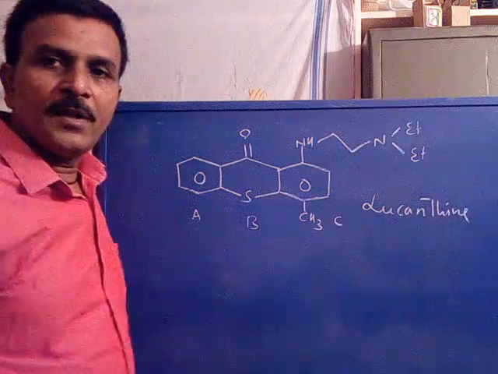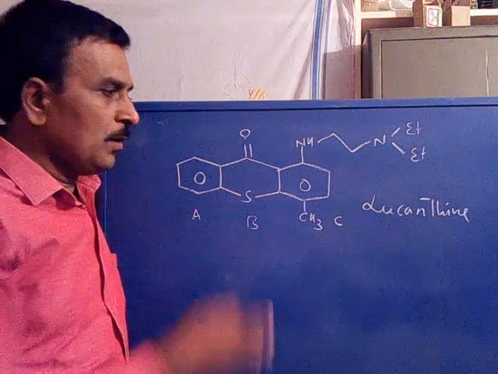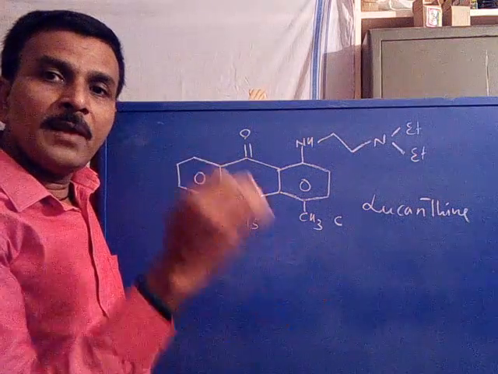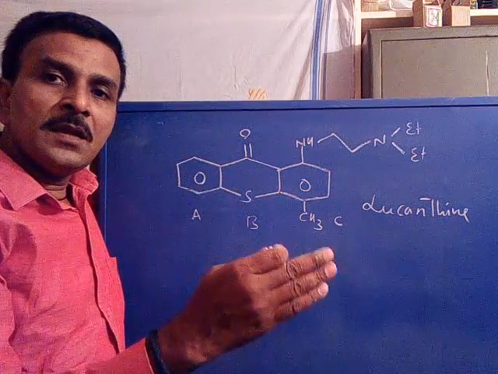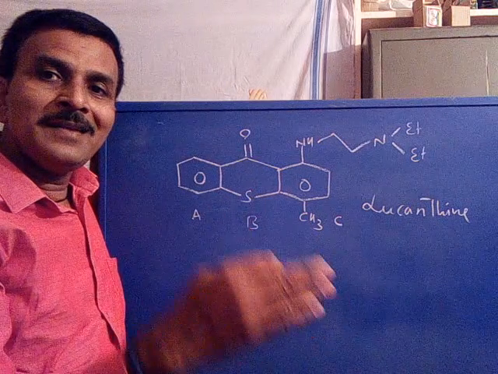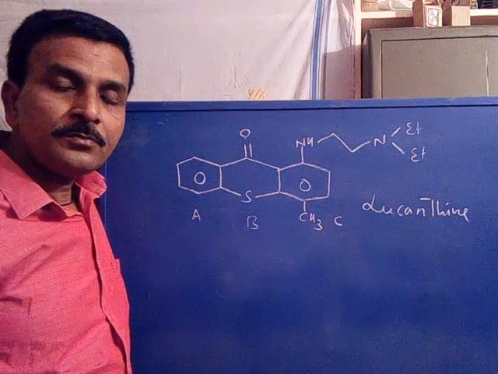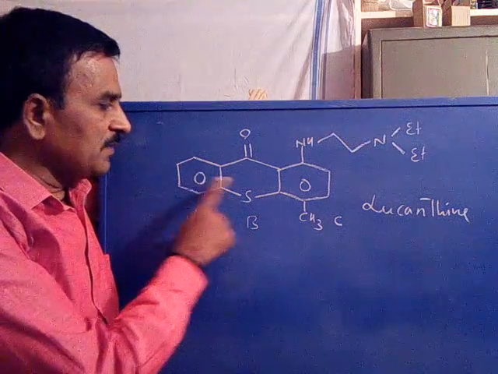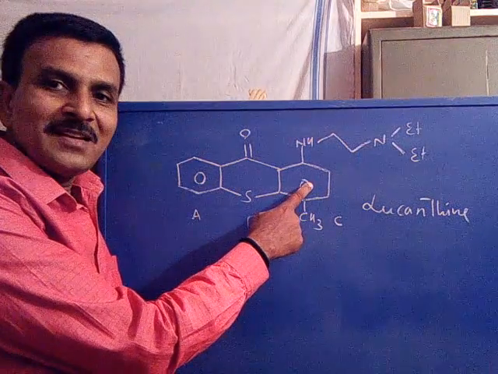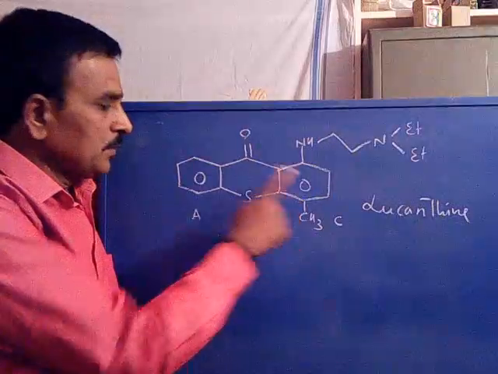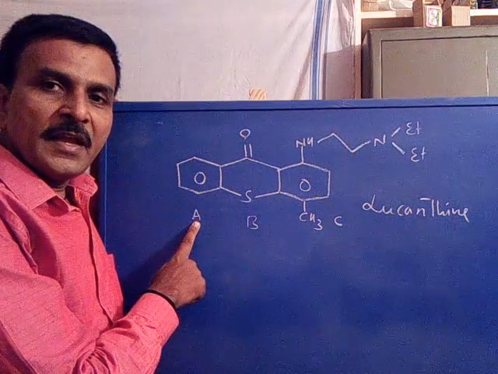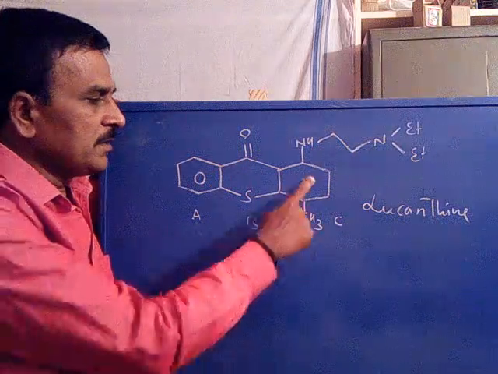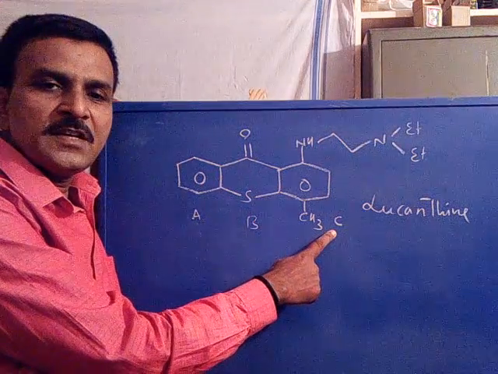So for the development of myrcene, leucanthine is chosen as a lead. Why? Because leucanthine is active in certain kinds of parasites. Therefore, this was chosen as a lead. So it is a tricyclic derivative consisting of ring A, the first ring, ring B, the second ring, and ring C, the third ring. Is it clear?